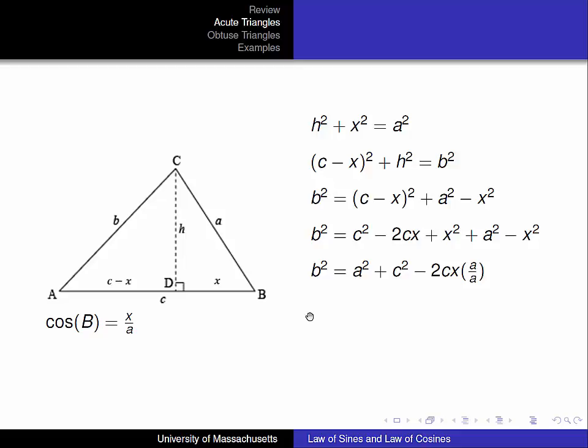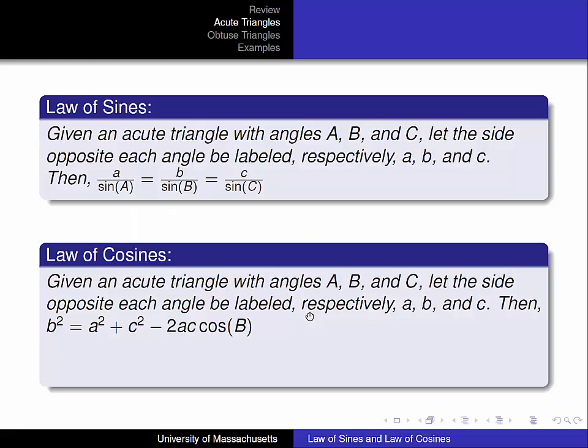Now notice that I wrote minus 2cx times a divided by a. A over a is just 1, so multiplying by 1 doesn't change this equation at all. However, we have that cosine of B is x divided by a, so I've incorporated that. If we switch the a and the x, we have b squared equals a squared plus c squared minus 2ca times x over a. Since x over a is cosine B, we know that given any acute triangle with angles A, B, and C, and sides little a, b, and c, b squared equals a squared plus c squared minus 2ac cosine of B.